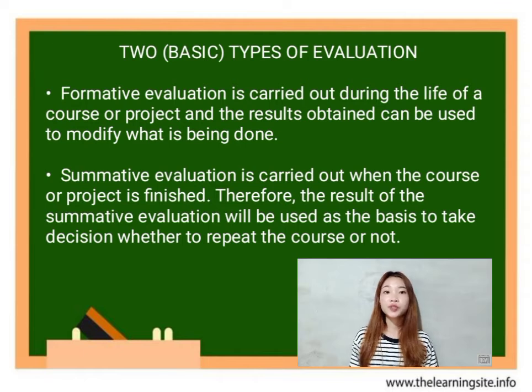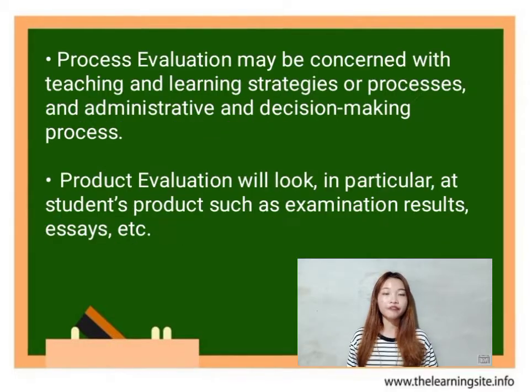So we have here 2 basic types of evaluation. A basic distinction can be made between formative evaluation and summative evaluation. First, we have formative evaluation. Formative evaluation is carried out during the life of a course or project, and the results obtained can be used to modify what is being done. While summative evaluation is carried out when the course or project is finished. Therefore, the result of the summative evaluation will be used as the basis to take a decision whether to repeat the course or not. A further distinction can be made between process and product evaluation.